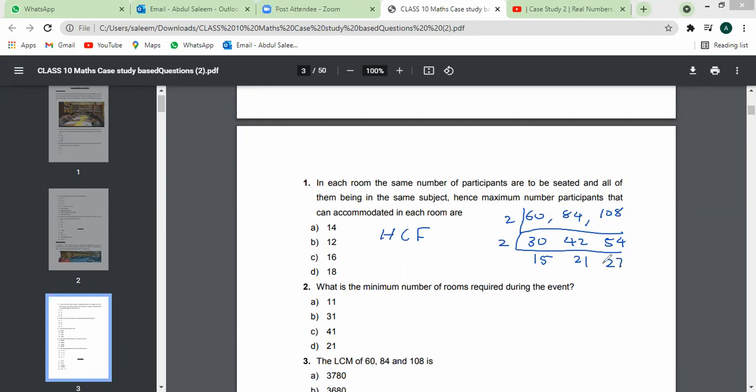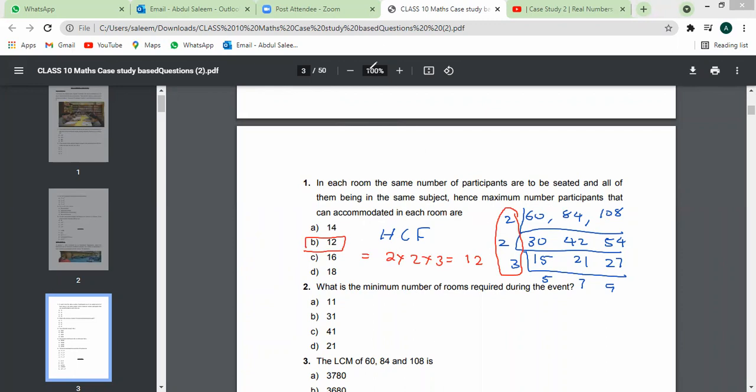Then 7, and then we can again divide all of these by 3. Then 5, and in 21, 3 is 7 times, and in 27 it is 9 times. The HCF is the product of only these common divisors. So the HCF equals 2 into 2 into 3, which is 4 into 3, becoming 12. So the answer is B. HCF of 60, 84, 108 is 12.